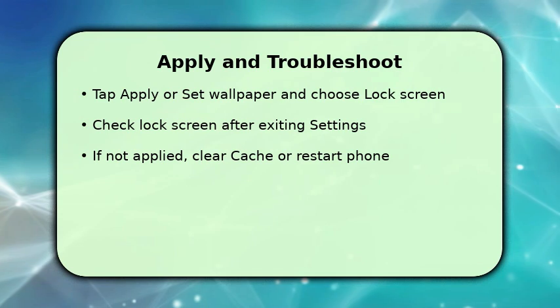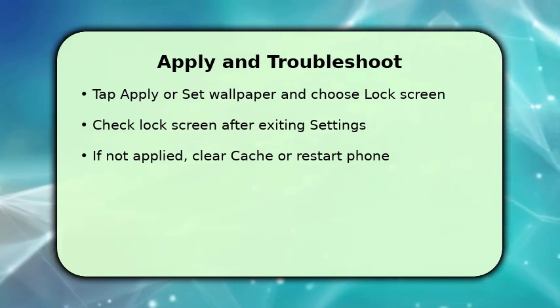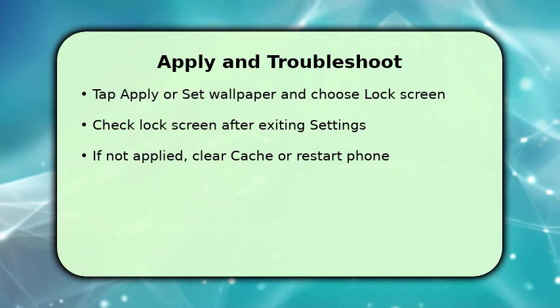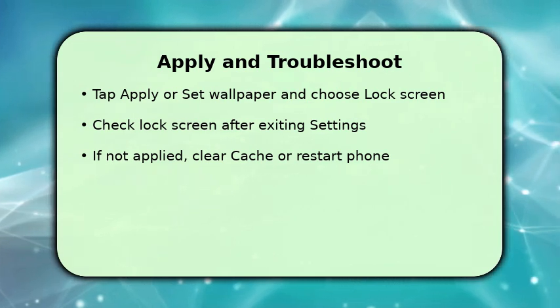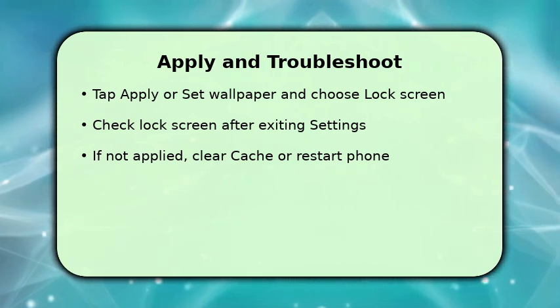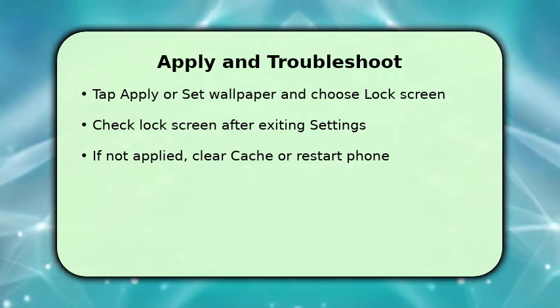If the wallpaper fails to update, make sure the image format is JPEG/PNG and not overly large. Then clear the home screen or wallpaper app cache or restart the phone. If issues persist, try a different image to rule out file corruption and then repeat the steps.